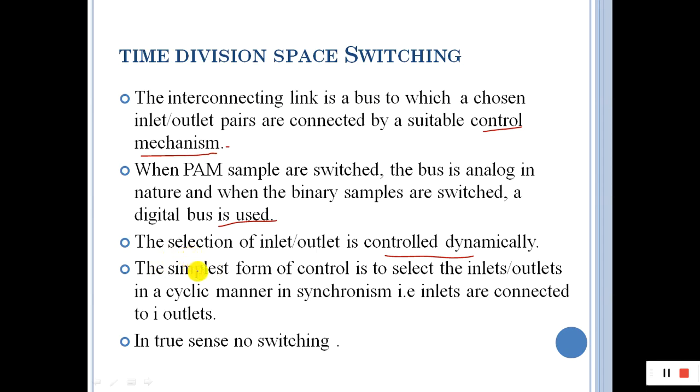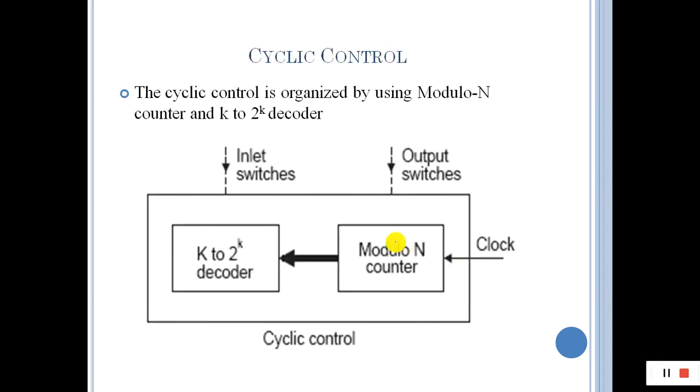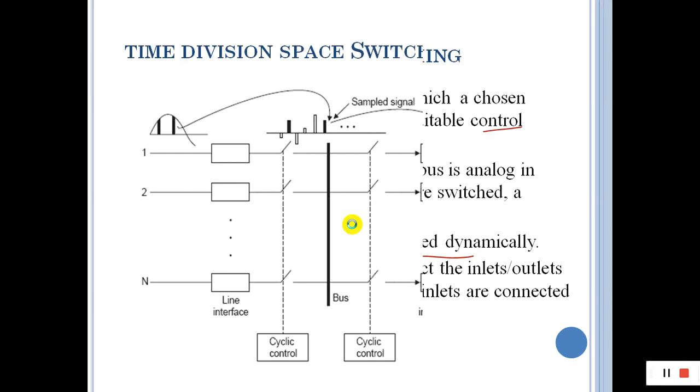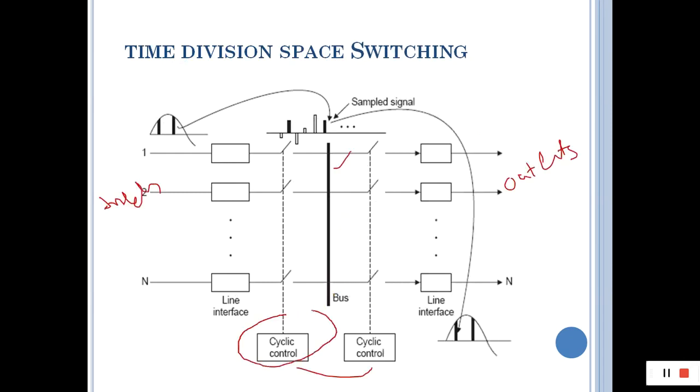The simplest form of control is to select the inlet and outlet in a cyclic manner, in synchronism. That is, the I-th inlets are connected to the I-th outlets. In a sense, there is no switching, they are just cyclically switched. So this is the cyclic control which we were talking about.